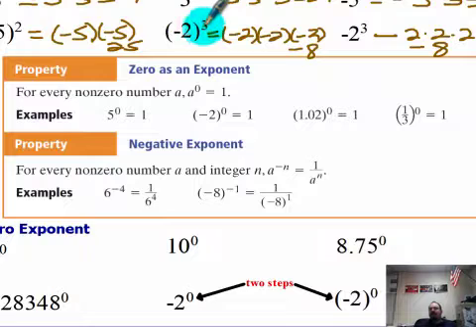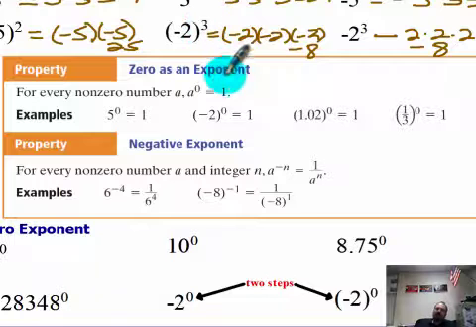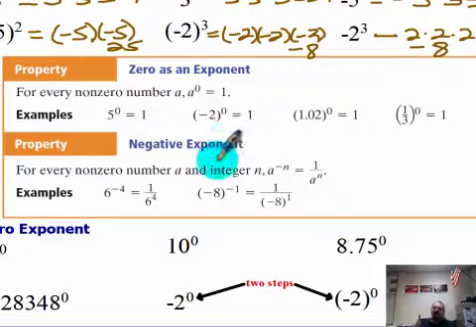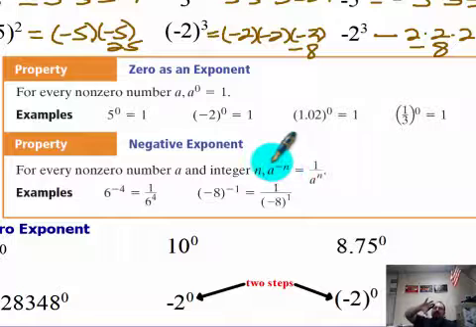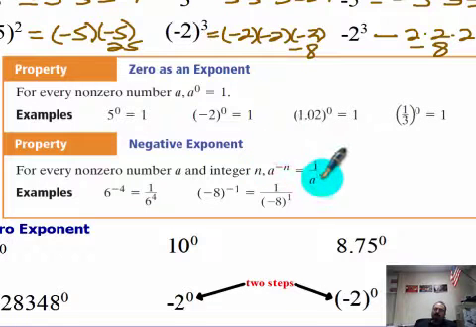Now, you can have any number up here you want, but what if you have 0 up here? What does that even mean? Well, if you raise a number to 0, sometimes we'll say it's raised to the 0th power, it becomes 1. Just 1. And it's really, really easy to do. And then if you raise a number to a negative power, you can flip the number and get rid of the negative.